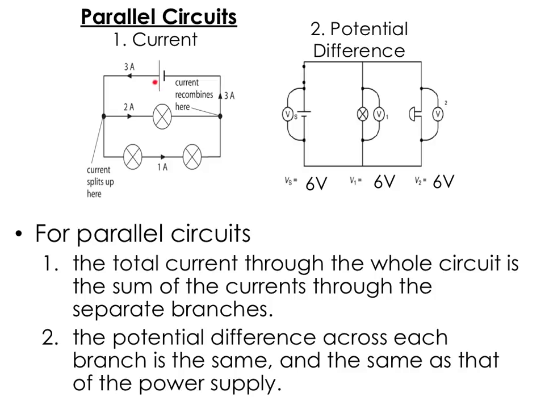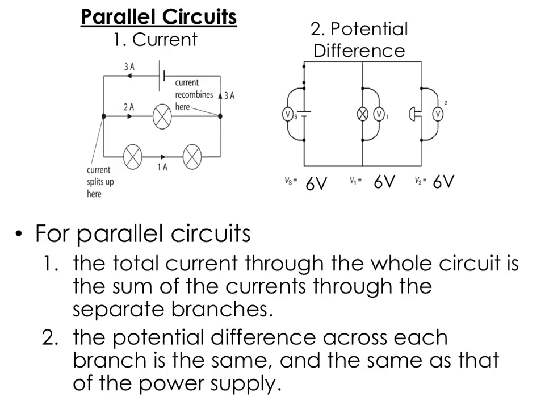As a result, the 3 amps that comes through the cell, when it gets to this point, is going to split. 2 amps worth of electrons go this way, and the rest will go that way to make 1 amp. And they will recombine at this point here to make the original 3. So if you were to place an ammeter here, you'd measure 3 amps, an ammeter there would measure 2, and an ammeter there would measure 1. Now what you should notice is that 2 add 1 gives you the original 3 that you started with.